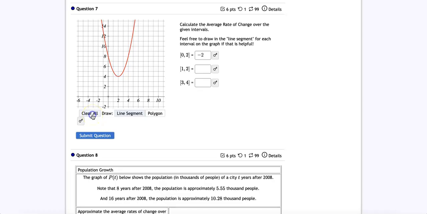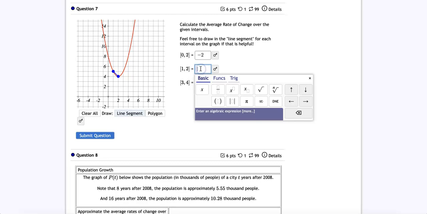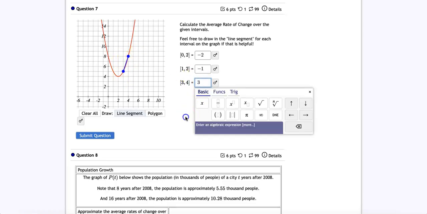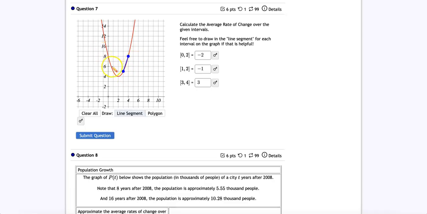And then I can clear that and try again from 1 to 2. So at 1, my graph is located at 1, 5, and then to 2 is now 2, 4, and the slope of that line is -1. Then I can clear again and do 3, 4. So at 3, I have a dot here, and at 4, I have a dot here, and then I can see that the slope of that line segment is 3. So you don't have to leave each of these dots on here. It just says feel free to draw in the line segment for each interval if that's helpful.